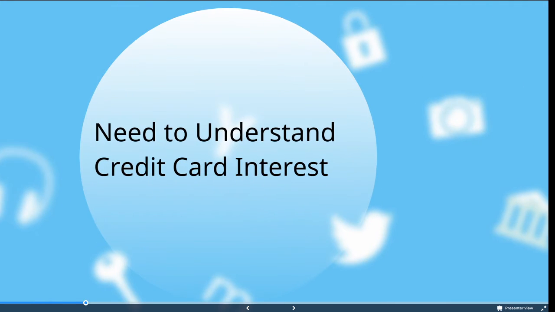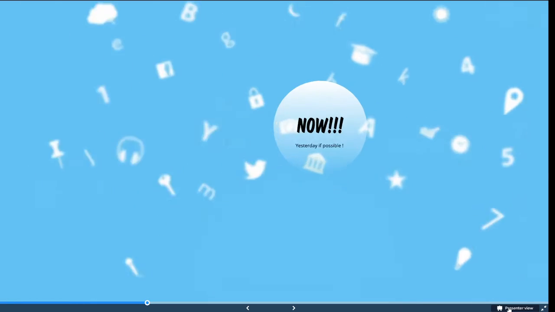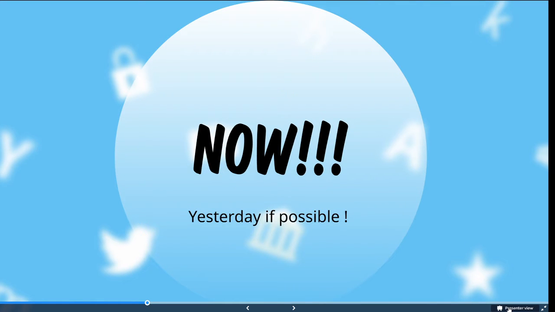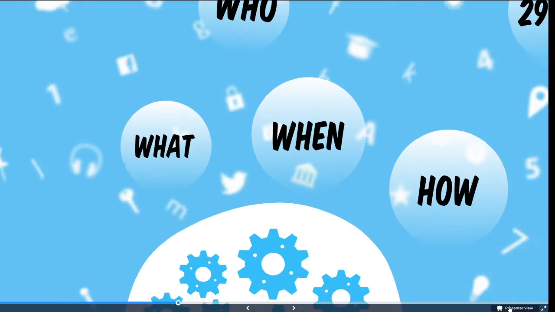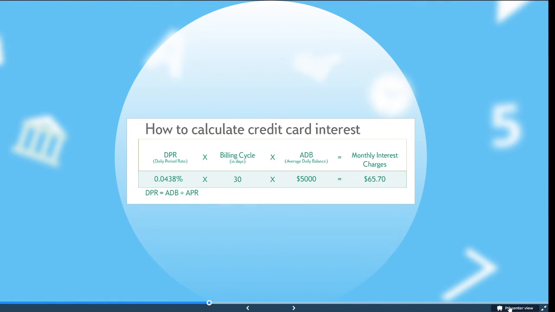The what in this situation is understanding credit card interest. The when is now and yesterday, if possible. The how is the how to calculate credit card interest.